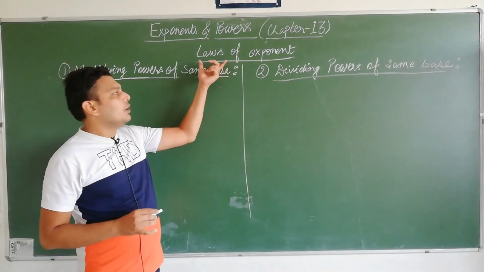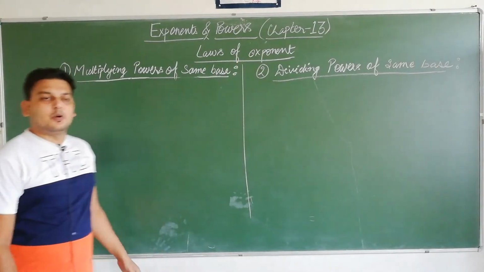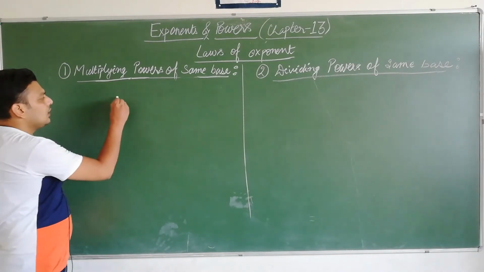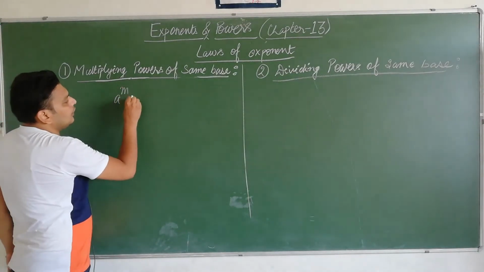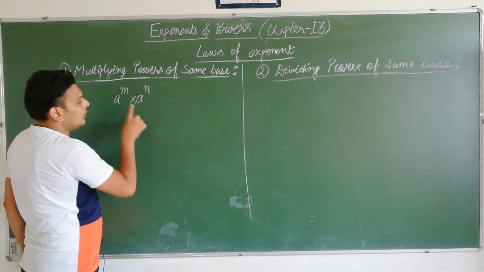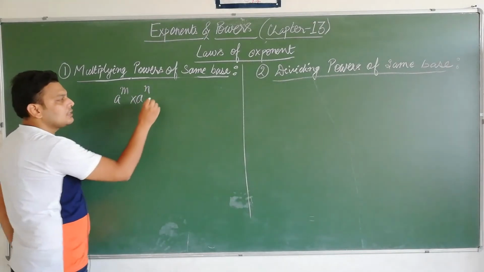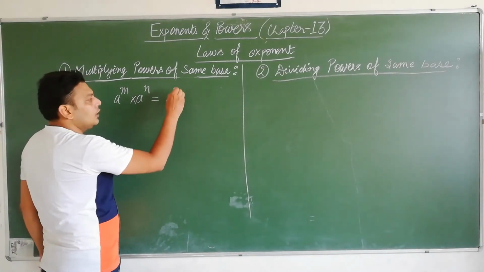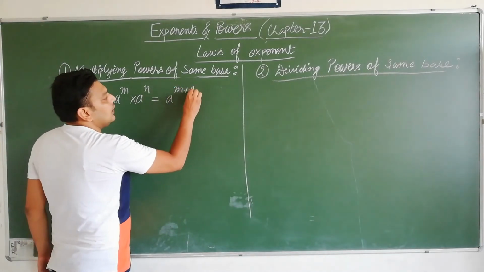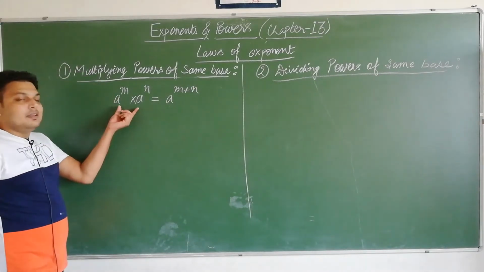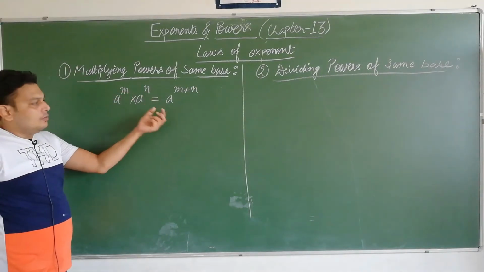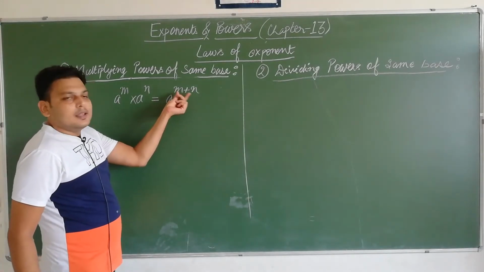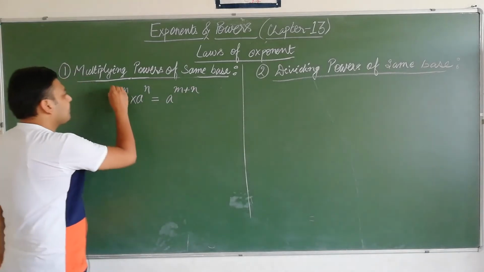In this class we are going to understand the laws of exponents. The first law is multiplying powers of the same base. Means a to the power m into a to the power n. Here the base of these two numbers is the same, but the powers are different. Then it will become a to the power m plus n. Means two numbers having the same base but different powers will be written as: the base will remain as it is and the powers will get added.